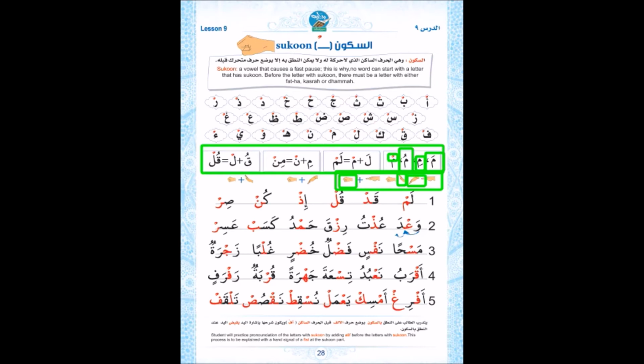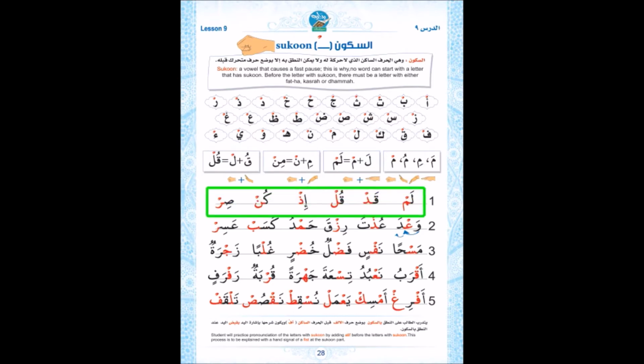It's important to notice that for this lesson, we cannot simply just explain the first line with the student and assign the rest as homework. Lines 1, 2, 3, 4, and 5 each introduce a new concept of sukun. So for this lesson, it's important to go through each and every line with the student to ensure that he or she is capable of reading sukun in different cases.